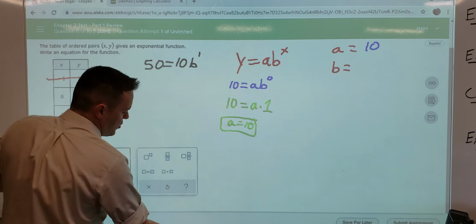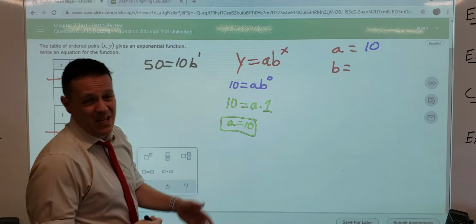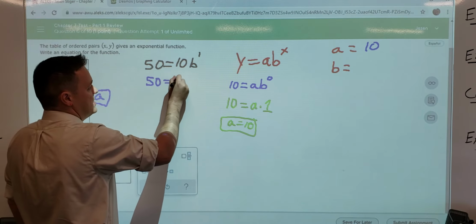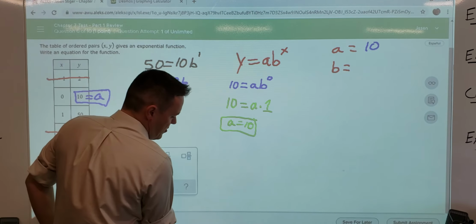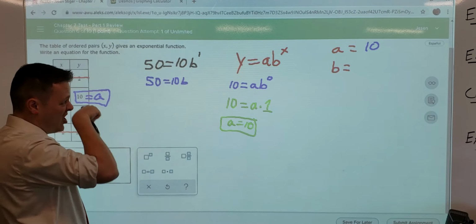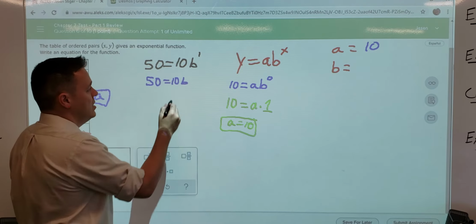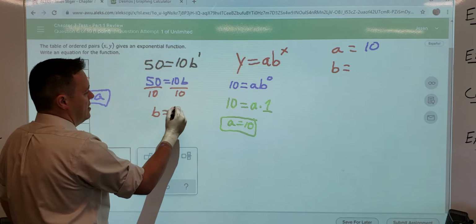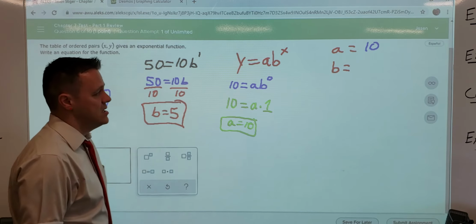Now, ladies and gentlemen, you can rewrite it, because do we really write B to the first power? No, we don't. Just go 50 equals 10B. And then this, ladies and gentlemen, we've been doing since August and July when we first came into school. Divide both sides by 10. B equals what? 5. Okay, simple enough.